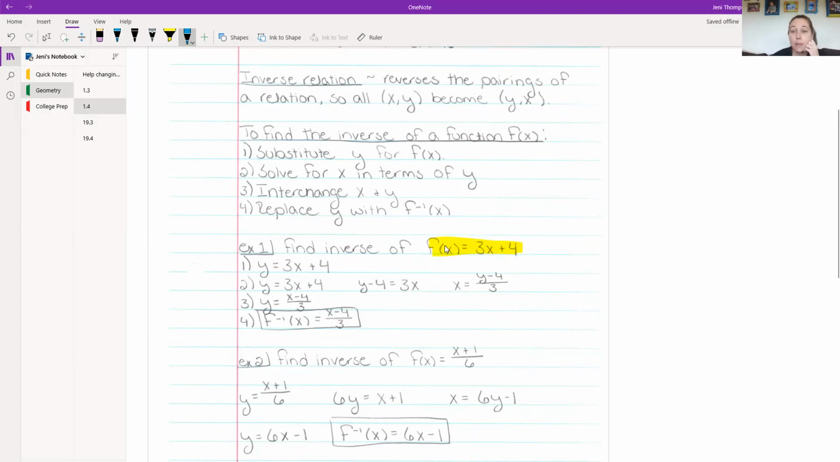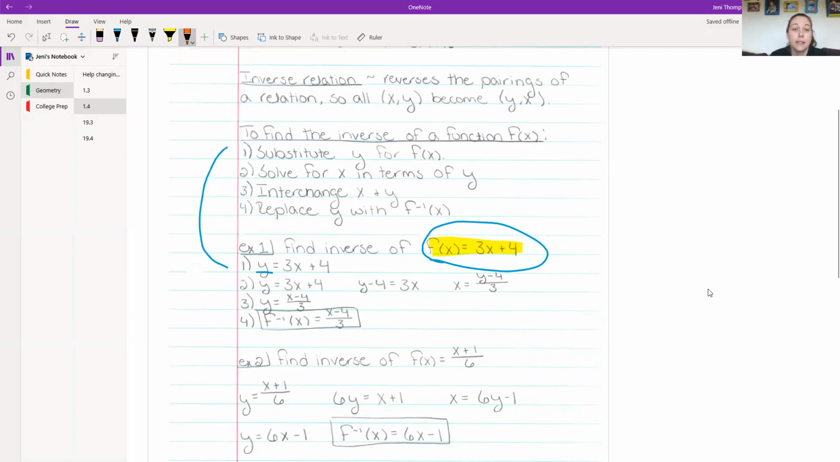So let's look at example one. I think you guys are going to pick this up quick. To find the inverse of f of x equals 3x plus 4, here's our original function. This is what we're starting with. So step one, substitute y for f of x. That's all I've done here. I put in y for f of x here. So y equals 3x plus 4.